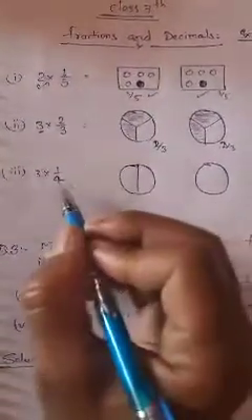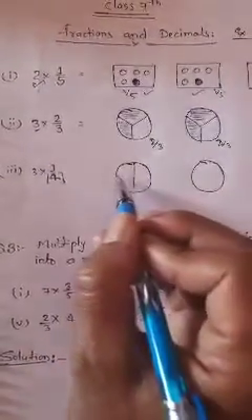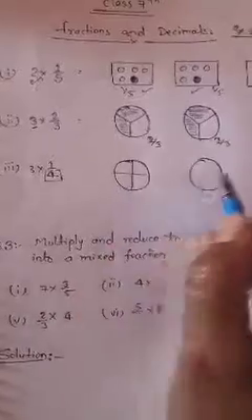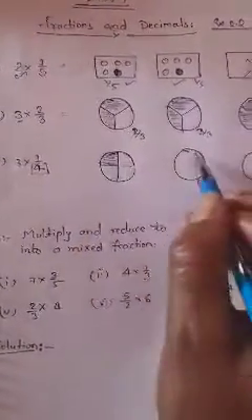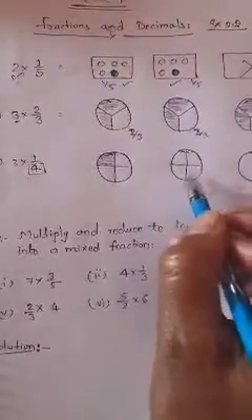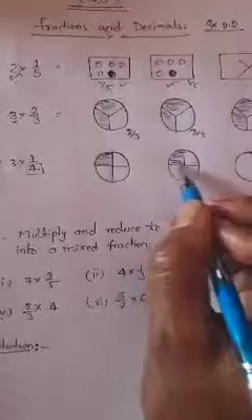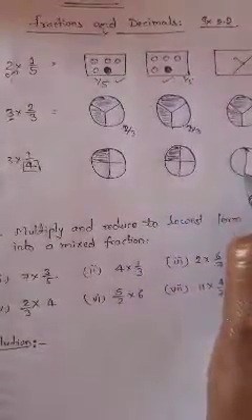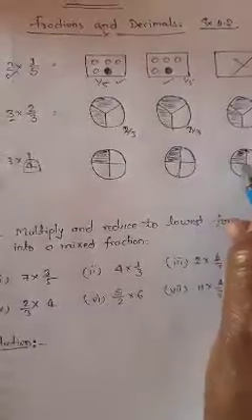Similarly students, 1 upon 4. This time 1 upon 4 means we have to divide one circle into four equal parts and shade any one part of it. Again dividing this circle into four equal parts and taking one of them. Again dividing a circle into four equal parts and taking one part of it.